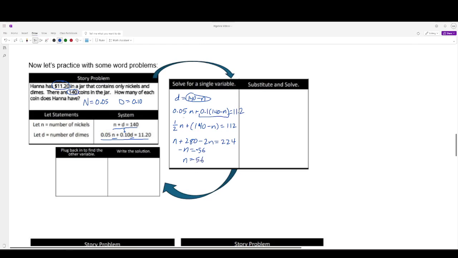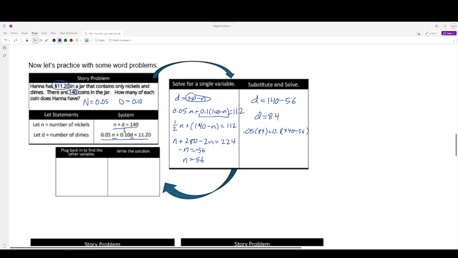And then the easiest spot to find the dimes would be to plug back into the original equation, d equals 140 minus, and then substitute 56 for the nickels. So the number of dimes should be equal to 84. Now it would be best to check that using the other equation. So we would have 0.05 times 84. So 0.05 times 84 plus 0.1 times 140 minus 56.